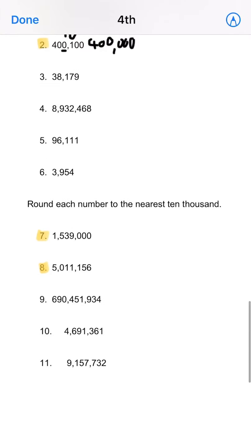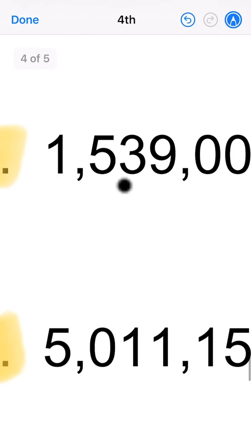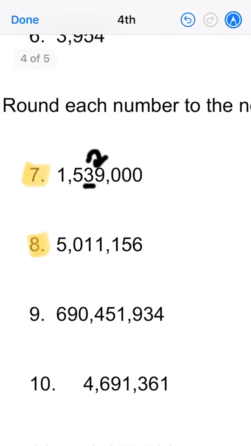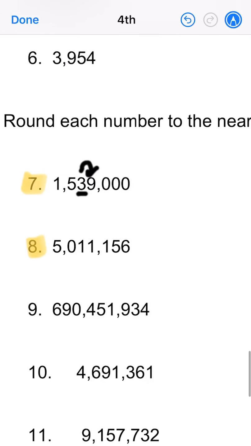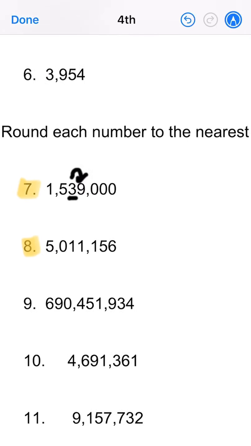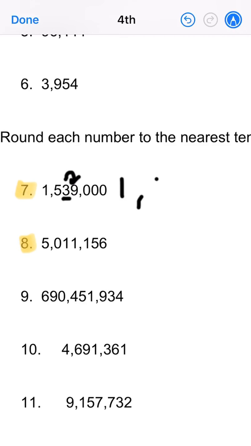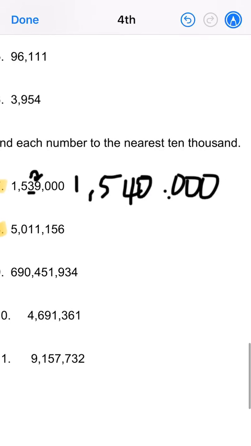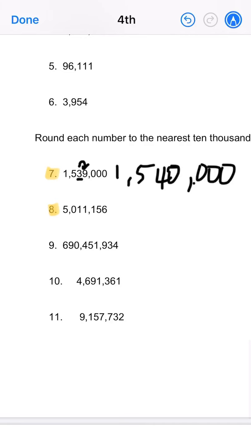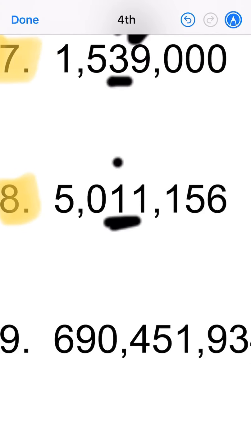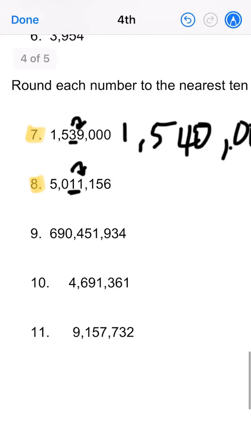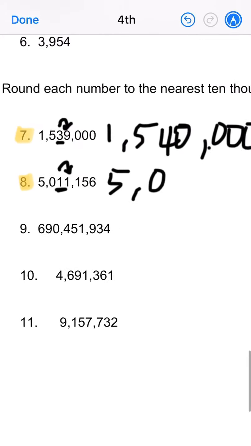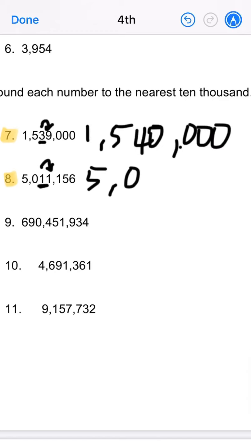Let's look at the next set of problems. Round each number to the nearest 10,000. So here you're going to be looking at the 3 and looking down. 9 is greater than 5, so we're going to be rounding up. So 1,540,000. Next problem, again, you look at the 10,000 place and look down. 1 is less than 5, so we're going to be rounding down.